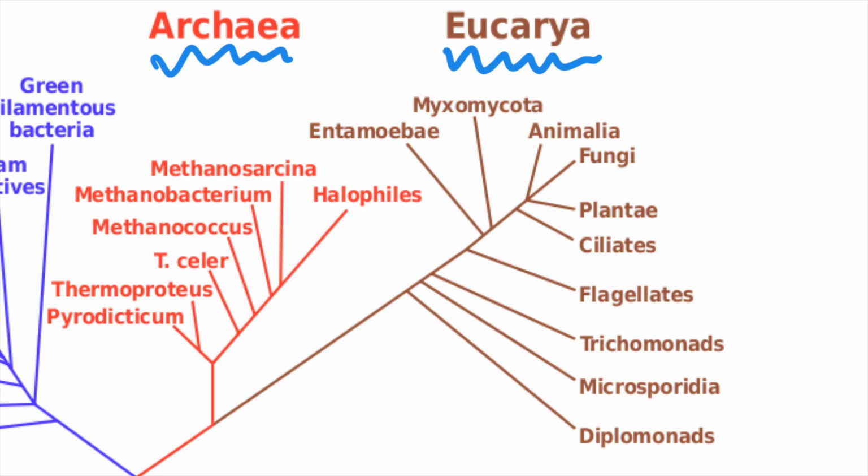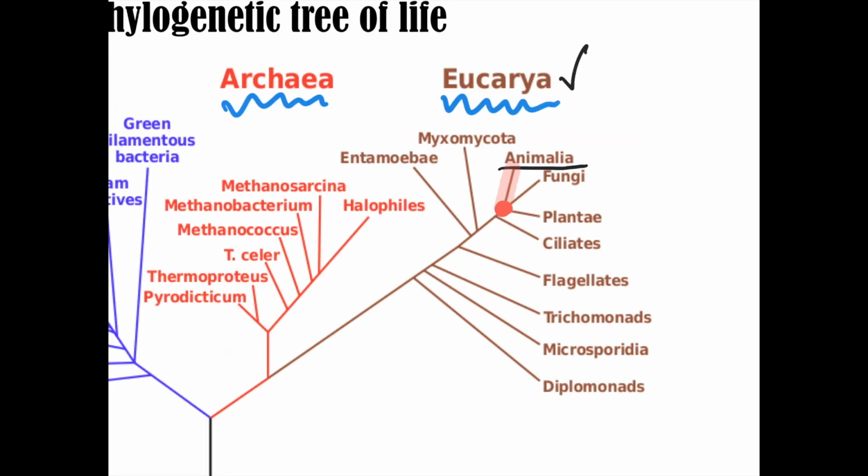Humans are classified under the domain eukarya because we contain eukaryotic cells, and the kingdom Animalia. If we trace back the branch or lineage of Animalia, we find that we share a common ancestor with both plants and fungi. When we trace even further back, we find the common ancestor of both eukaryotes and archaea, and even further back, we find the common ancestor of bacteria and archaea.